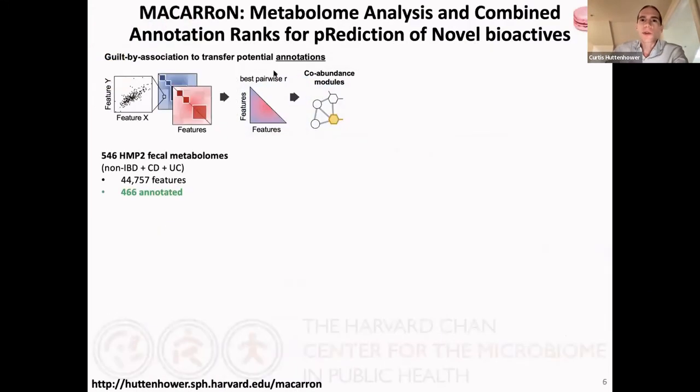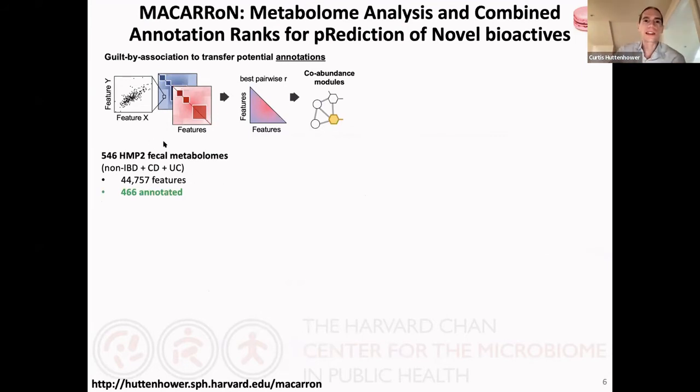This has turned out to work really well in a computational system called MACARRON, or Metabolome Analysis and Combined Annotation Ranks of Prediction of Novel Bioactives, which is why we give it a shorter name. What MACARRON does is group together known and unknown metabolites from the microbiome into modules and use guilt by association to transfer potential annotations to potentially bioactive molecules of interest.